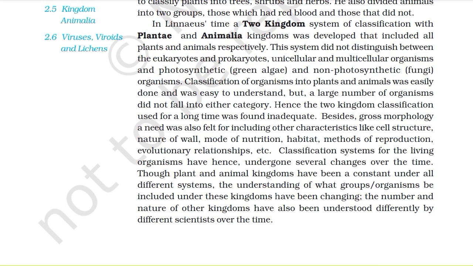Classification systems for the living organisms have hence undergone several changes over the time. Though plant and animal kingdoms have been a constant under all different systems, the understanding of what groups or organisms be included under these kingdoms has been changing. The number and nature of other kingdoms have also been understood differently by different scientists over the time.